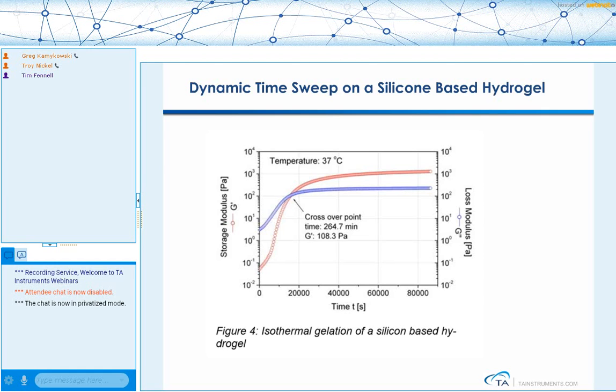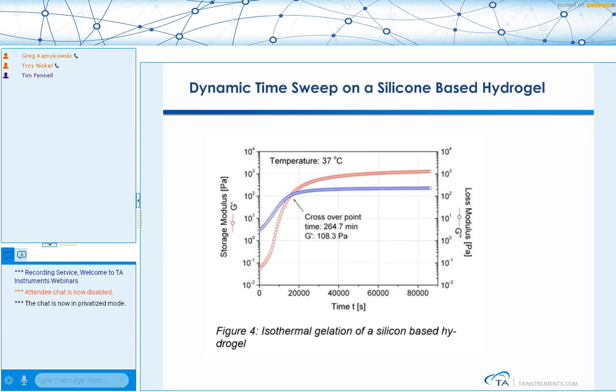Here is a dynamic time sweep on a silicon-based hydrogel in which the material is gelling as a function of time. So we get the storage modulus being lower than the loss modulus at the beginning, but as the reaction progresses, you see that the storage modulus is gaining on the loss modulus. We get a crossover point, and then the material continues its curing, and G prime, the storage modulus, continues to increase.